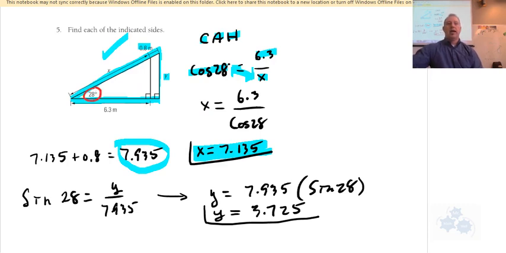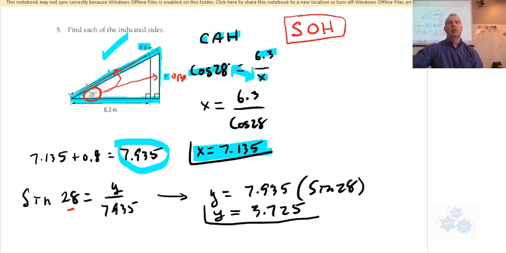So an angle of 28, y is the opposite. And the x, well, not the x, but this side is the hypotenuse. So opposite and hypotenuse are connected by sine. So sine now of 28. So you can use different trig ratios with the same angle. You're just involving different sides of the triangle.